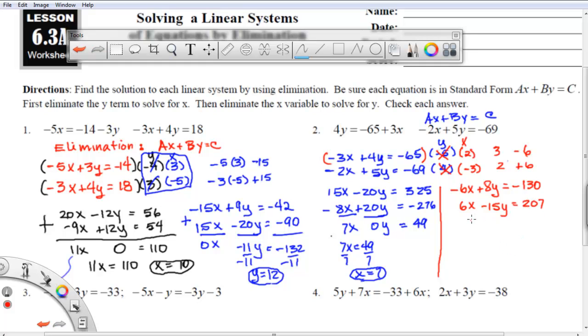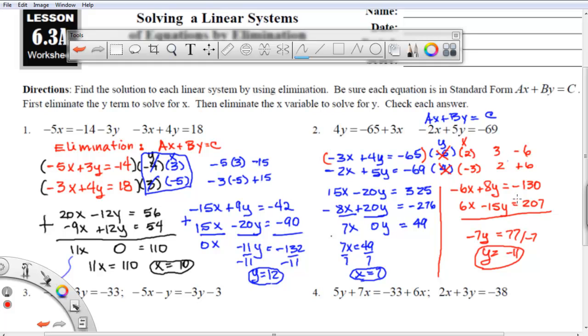Okay, so let's add these up. So now I have a negative 7y equals 77. So divide by a negative 7 on each side, so y equals a negative 11. So that's my other side of the ordered pair.